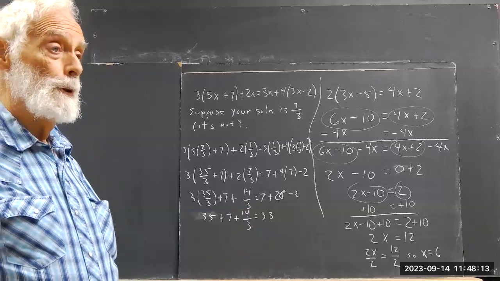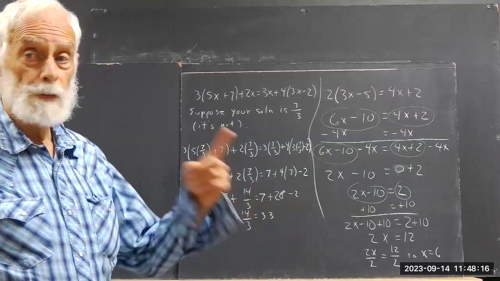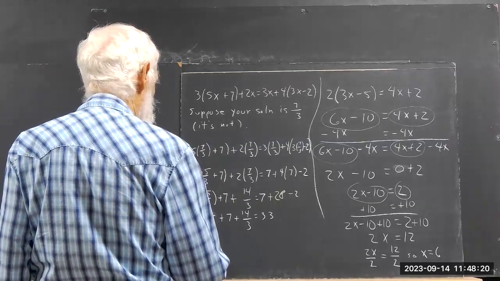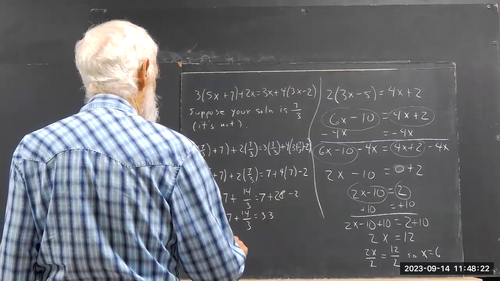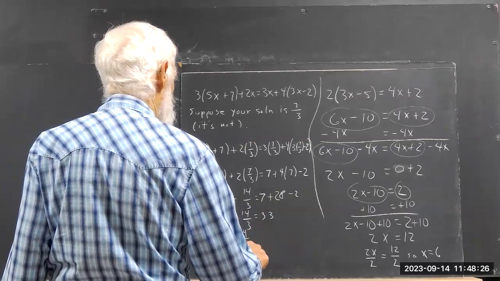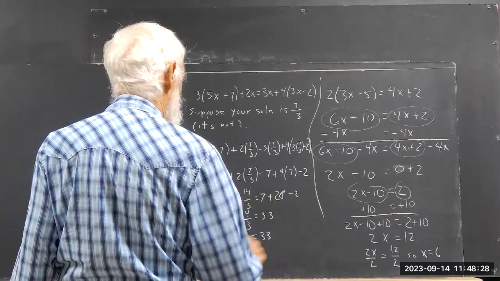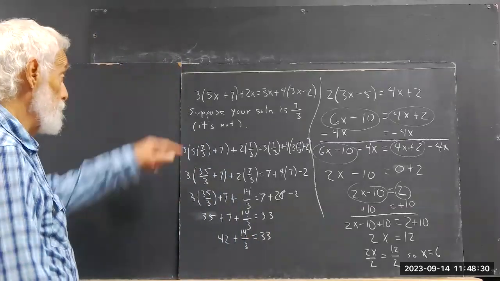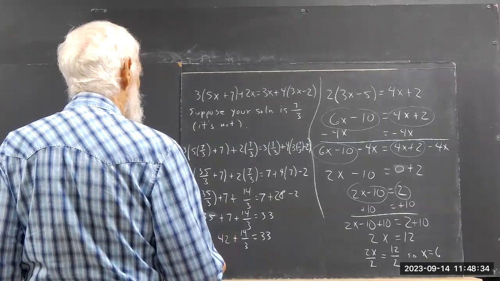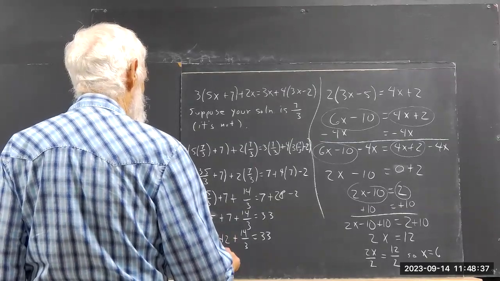Well, you do the same thing. You've got 4 denominators, just as you do if you've got 1. I multiply both sides by 3. Well, let's simplify this one more step. 42 plus 14 thirds equals 33. It's not true, because it's not really a solution. We multiply both sides by 3.